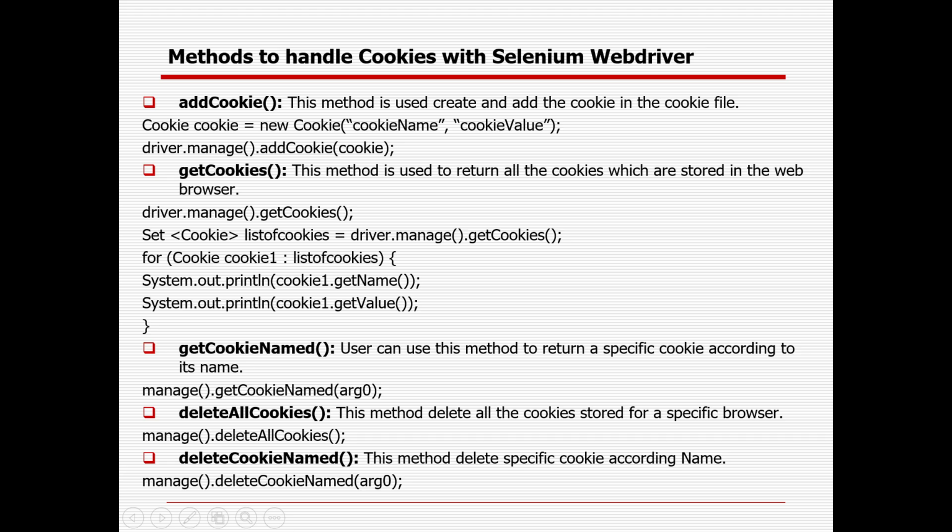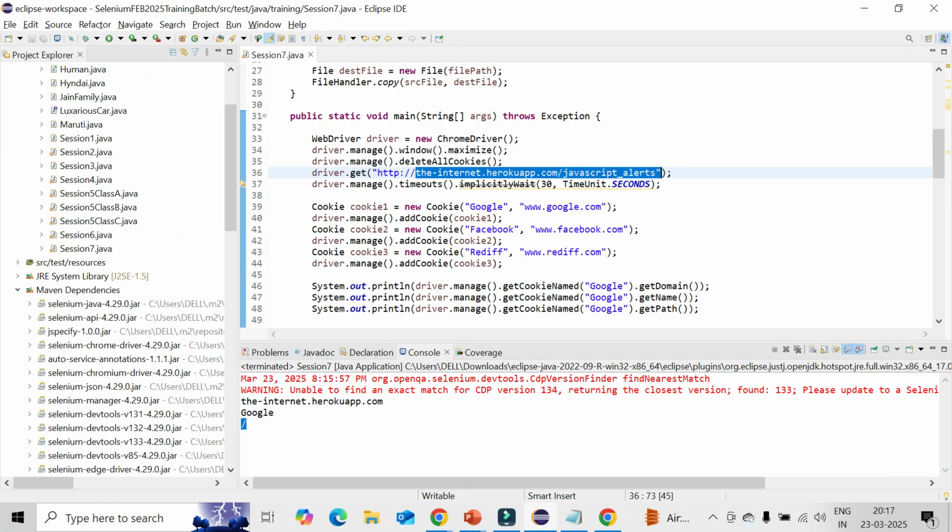So it is getCookies, getCookieNamed, deleteCookie, deleteAllCookies and addCookie. These are the primary five methods available to deal with cookies, so that you can get to know which pages are traversed, right? So here you can add which pages are traversed.